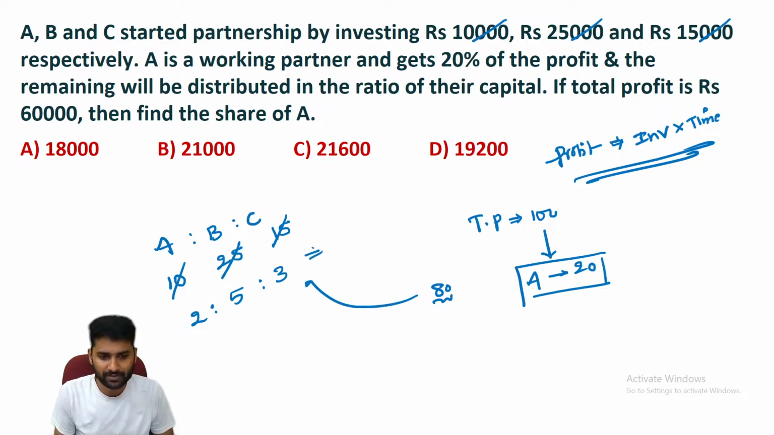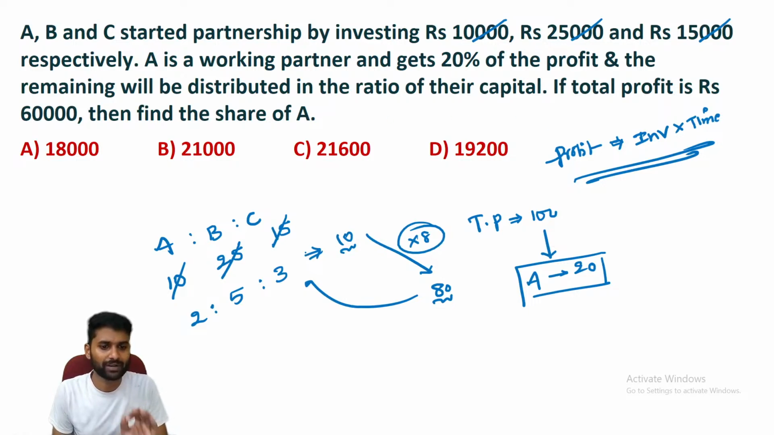If you go through the observation, the sum of all the investment ratios is exactly equal to 10 units: 2 plus 5 plus 3. If 10 units become 80, each value is multiplied by 8. So each unit is exactly equal to 8. Now here A gets 16 units, B gets 40 units, and C gets 24 units. Total 80 units we are distributing this way.